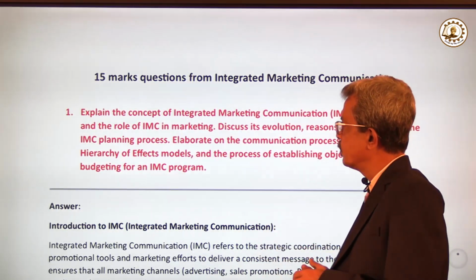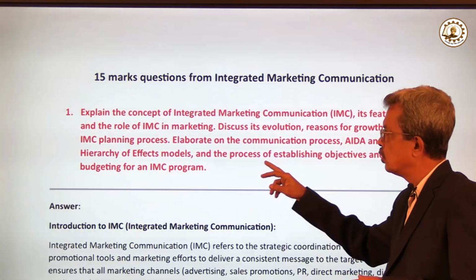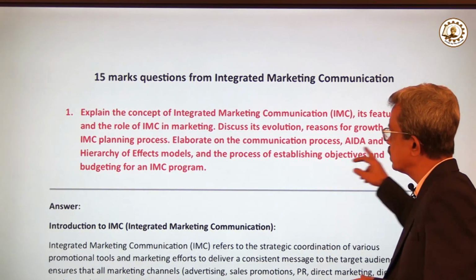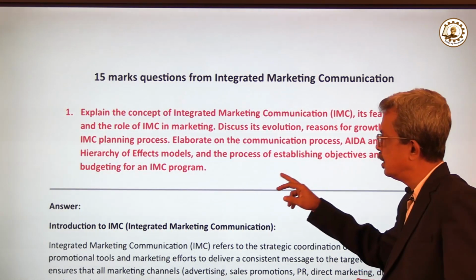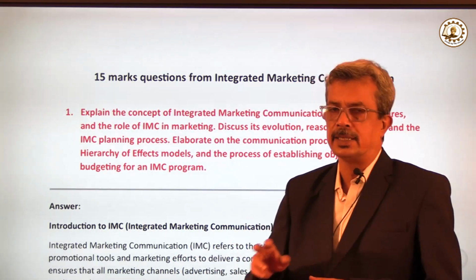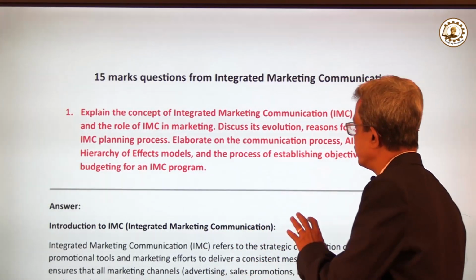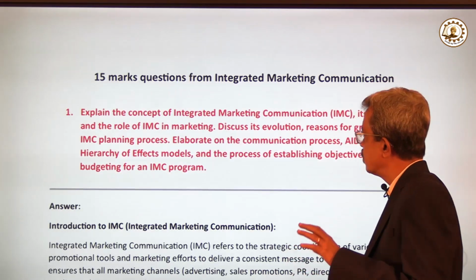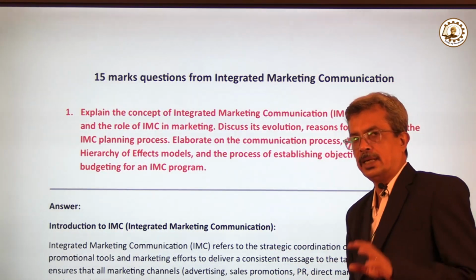So let us take up the first question. Explain the concept of IMC, its features and the role of IMC in marketing. Discuss its evolution, reasons for growth and IMC planning process. Elaborate on the communication process and hierarchy of effects model. So basically it talks about all the components of the IMC: its features, its role, the hierarchy, the evolution, and the communication process.